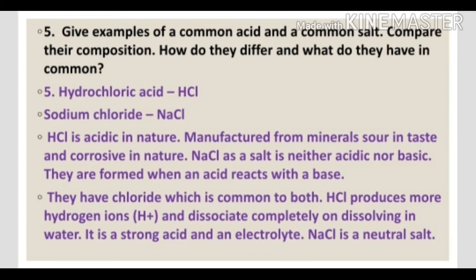HCl produces more hydrogen ions and dissociates completely on dissolving in water, so it is a strong acid and an electrolyte. And NaCl, this is a neutral salt. So what do they have in common? Chloride is present, so that is common in both, and the difference is that HCl produces more hydrogen ions, so it is a strong acid, whereas NaCl is a neutral salt.